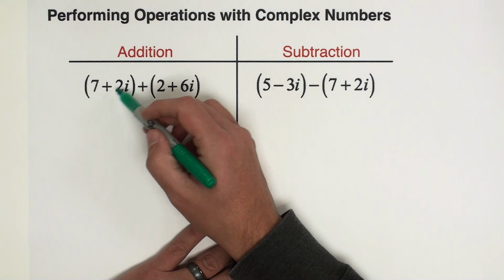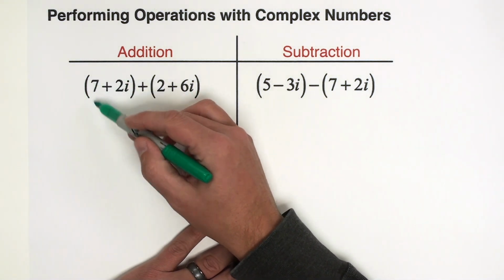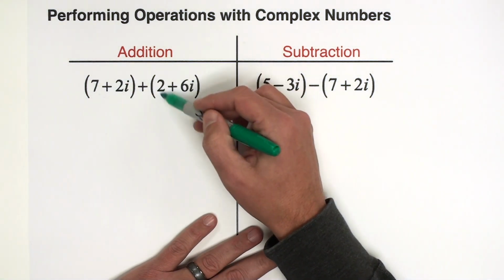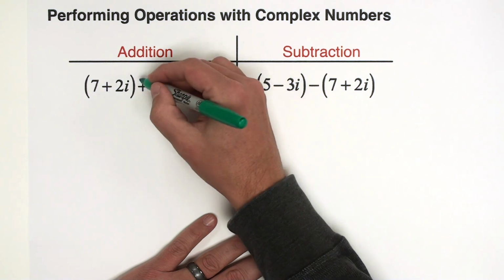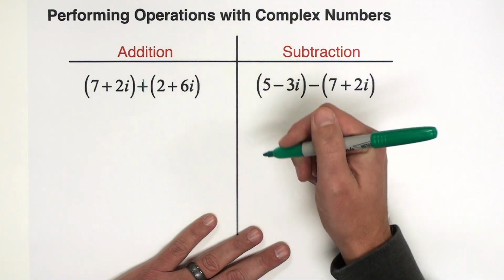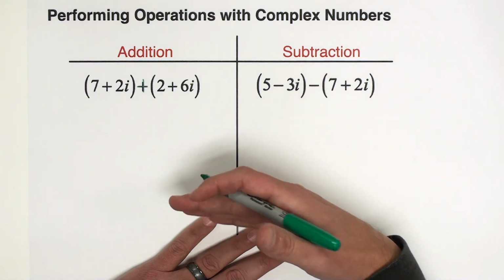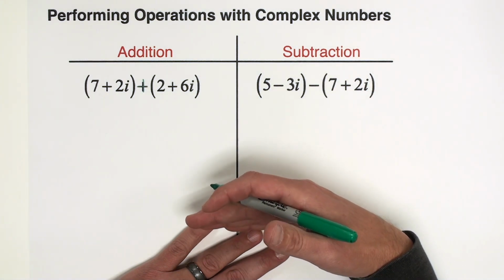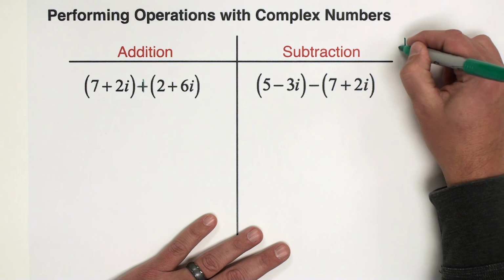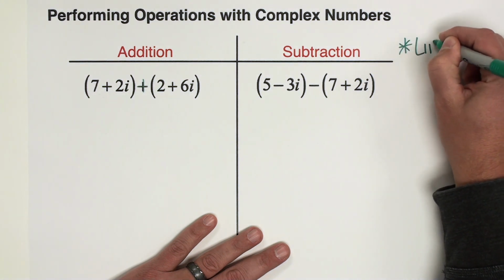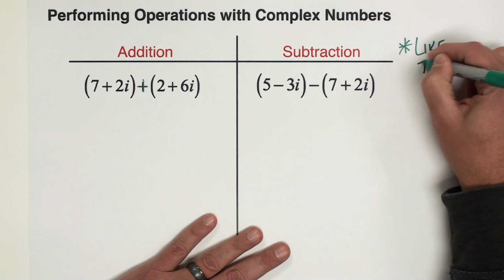So we've got 7 plus 2i, that's a complex number. We've got 2 plus 6i, that's a complex number. And we're going to add these two complex numbers together. When you add and subtract complex numbers, it's really just an exercise in like terms.